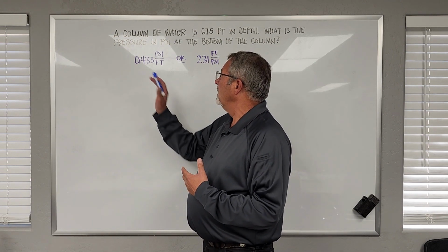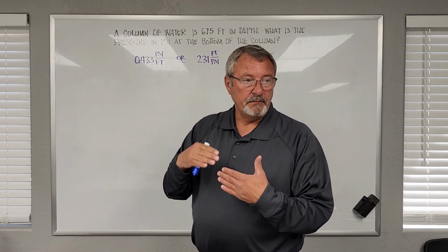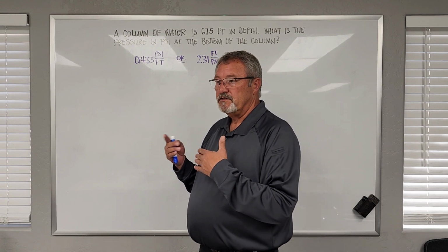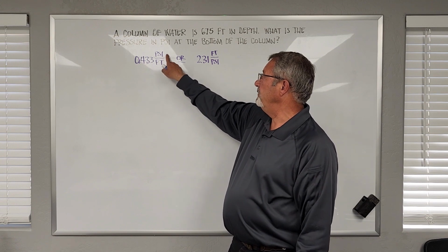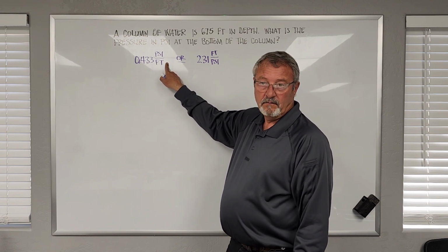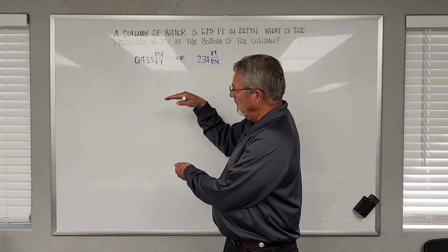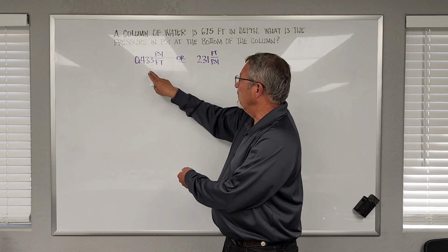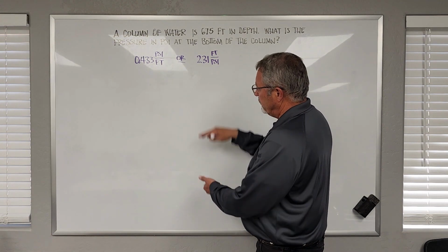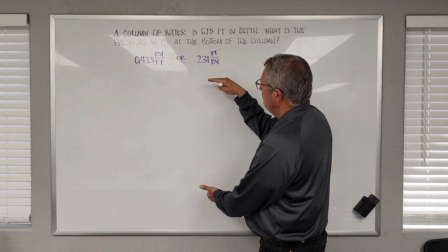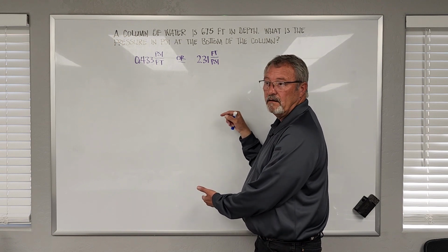Now, when it comes to converting the depth of water to PSI, there's 2 conversion factors that we could use. We could use 0.433 PSI per foot, which means the pressure at the bottom of water at a depth of 1 foot is going to be 0.433 PSI. Now, if we have 2.31 feet of water in depth, the pressure is going to be 1 PSI.